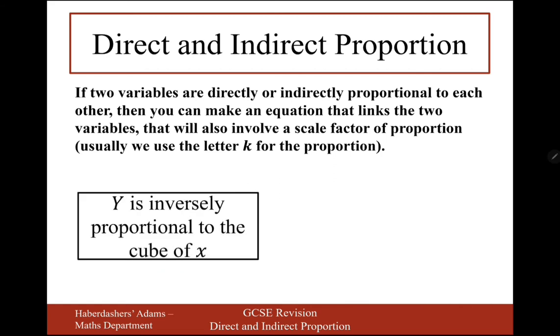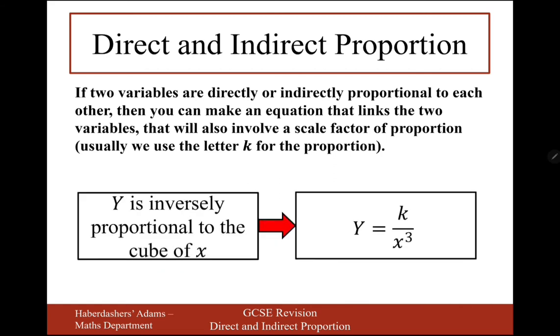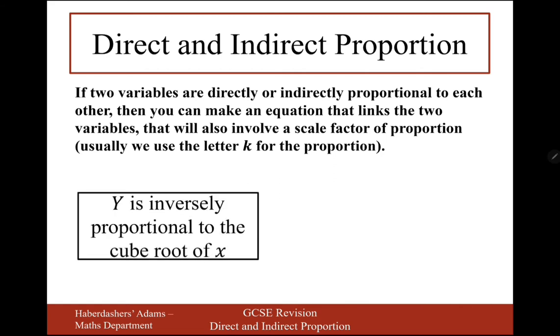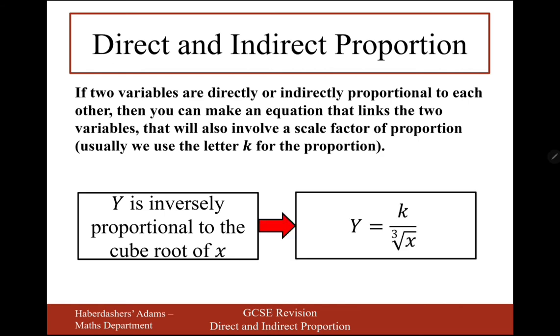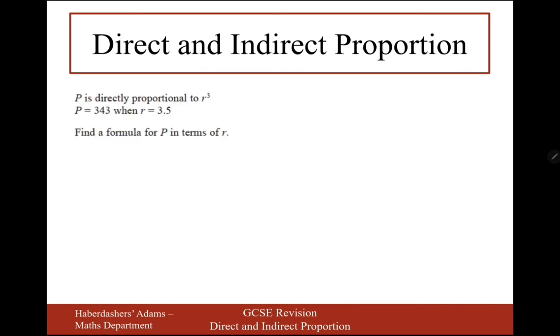Or it could be the cube of x, like this formula here. Y is inversely proportional to the cube of x. Y equals k over x cubed, it could be. Or maybe even the square root of x, such as this formula here. And k will always appear on the top of your fraction. Or maybe even, I think the final one we've got to go through, y is inversely proportional to the cube root of x, such as in this formula here. So it could be any variety of those. It won't just involve the letters y and x even. It will involve different letters to create your formula. Let's get started on some past paper questions then.